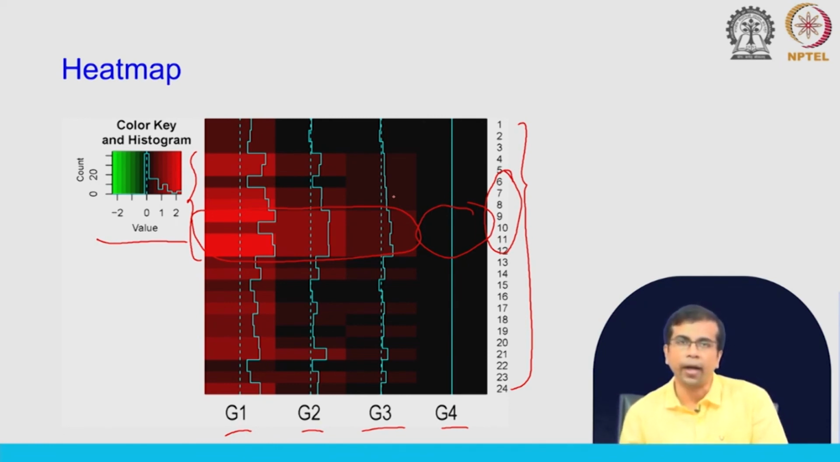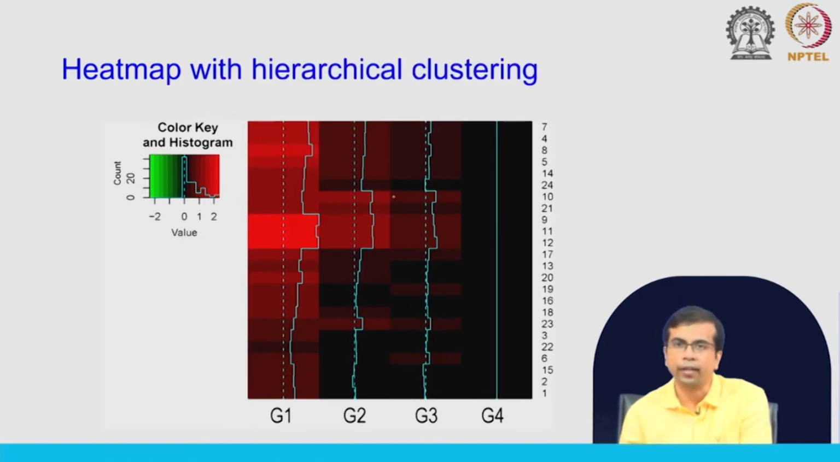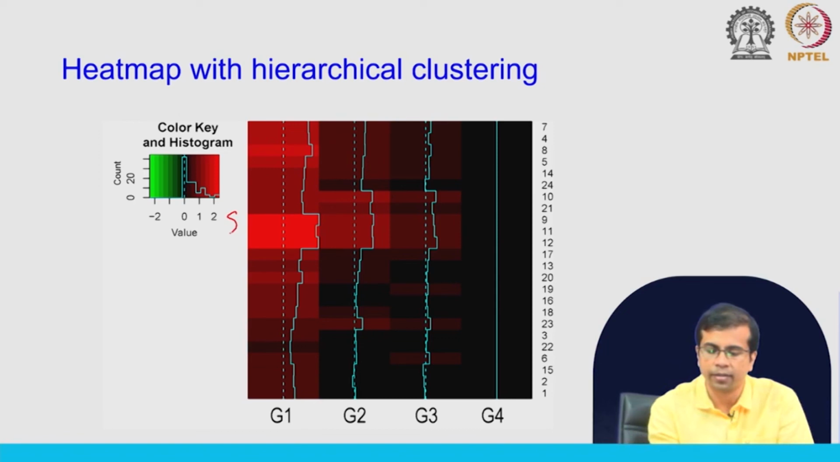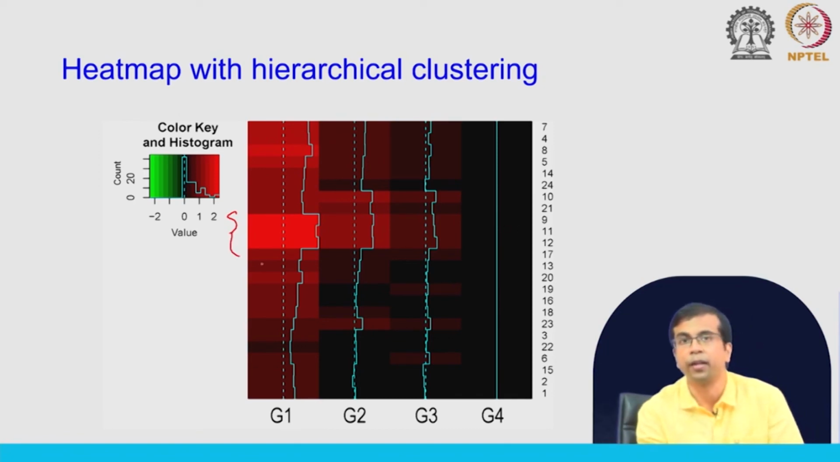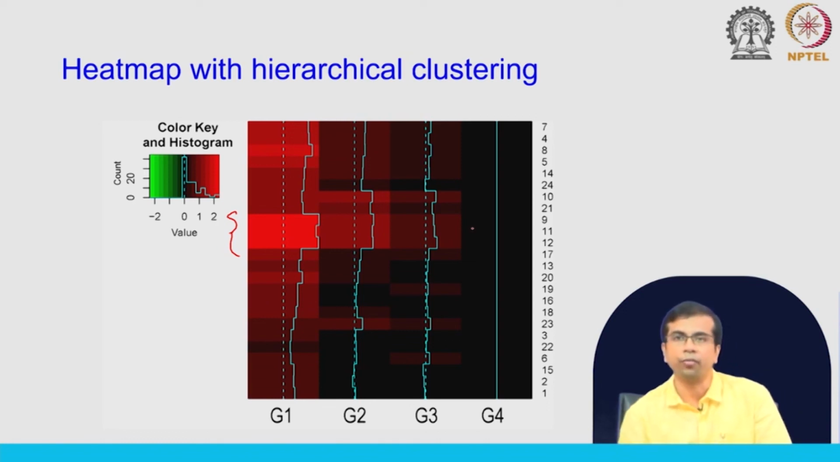You can also do hierarchical clustering on top of this. So, this heat map is without clustering, the genes are ordered from gene 1 to gene 24, but you can do a hierarchical clustering. It will cluster genes that show similar expression patterns across the data. So, you can see it has clustered this group of genes because they show similar pattern across these groups 1, 2, 3, 4. So, this set of genes, they have highest expression in group 1, then slightly lower expression in group 2, then lower in group 3, and lowest in group 4.